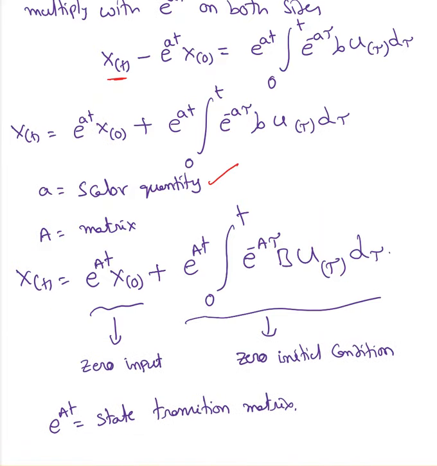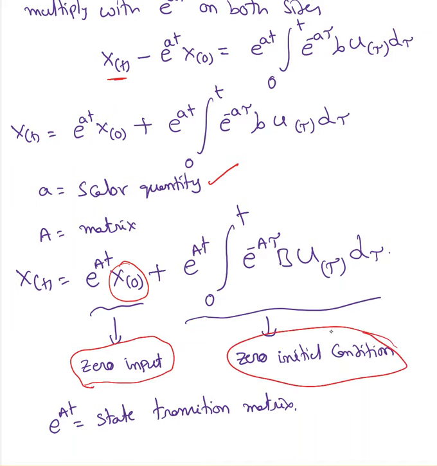So x of t equal to e to the power of At x0. So that's a zero input response. Here x0 is the initial condition, assuming, say, in an electrical circuit, that capacitor or inductor energy storage elements have some energy initially stored in them. That's the zero input condition. So here the initial conditions I'm assuming 0, but input is given. When I say zero input, I'm assuming input is 0, but initial conditions are not 0. When I say zero initial condition, here I'm assuming input is there, but initial conditions are 0.